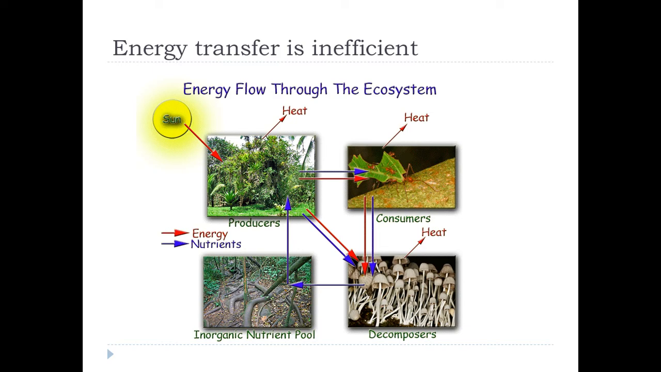The nutrients, on the other hand, the molecules and the atoms like carbon and oxygen and hydrogen, those just get recycled. They keep going. They're not going away. They might go into the earth, into the atmosphere, into the water, but we can use them over and over.